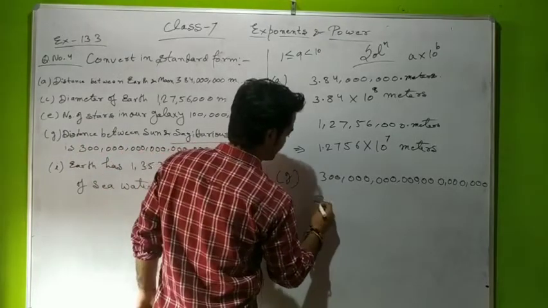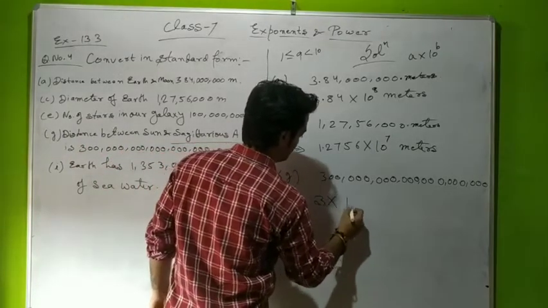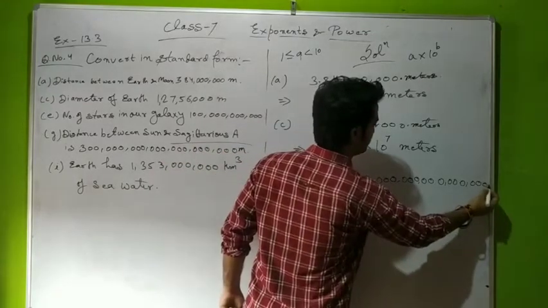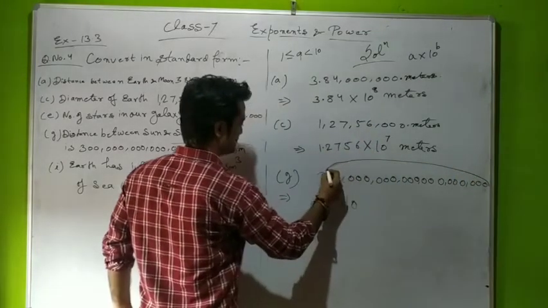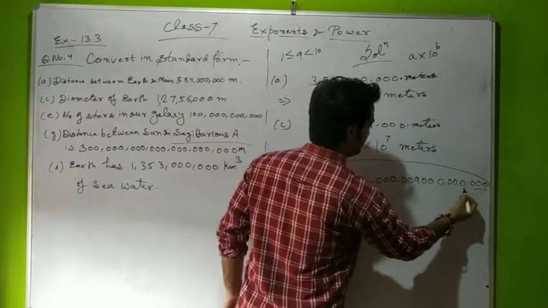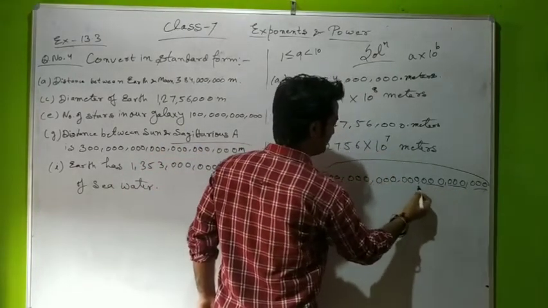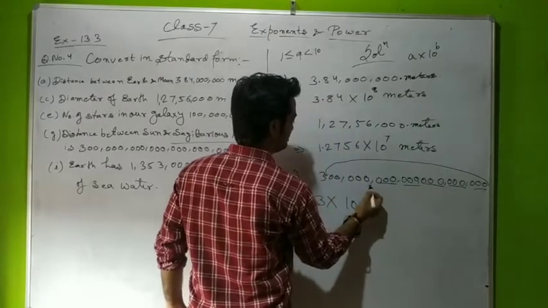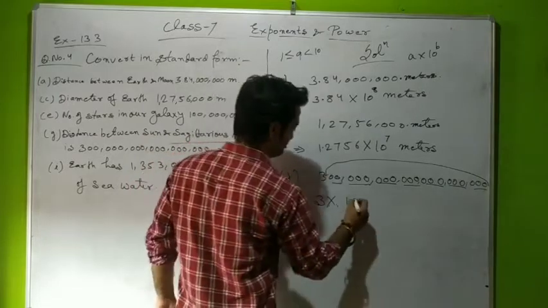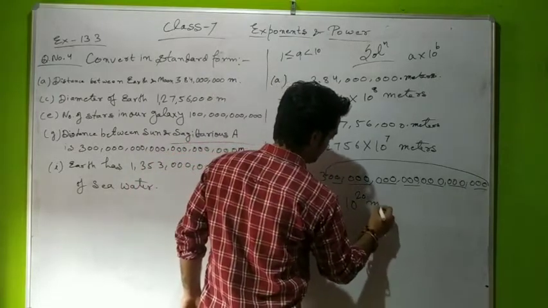So it will be converted to 3 into 10 raised to the power... Originally the decimal was here. We have shifted it to here. Now how many digits does it cover? 3, 6, 9, 12, 15, 18, 20. So it will be 3 into 10 raised to the power 20 meters.